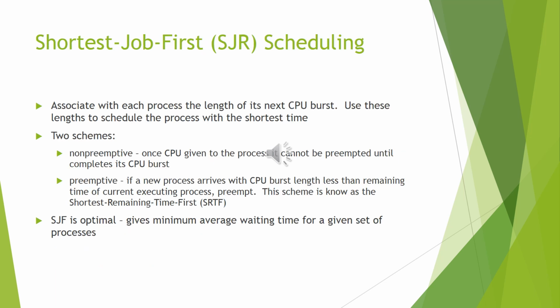Then we have the second scheduling algorithm, which is shortest job first. This shortest job first is associated with the process length, that is the burst time or execution time. We use this length to schedule the process with the shortest time.